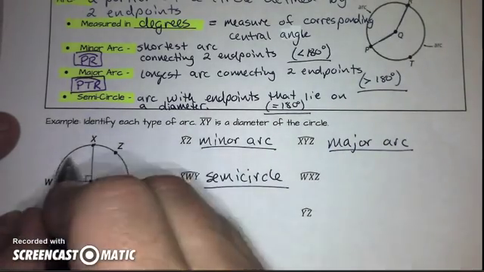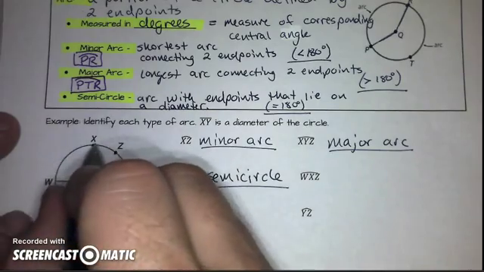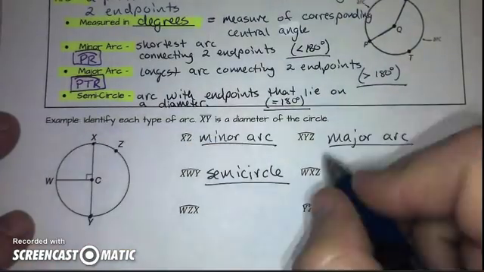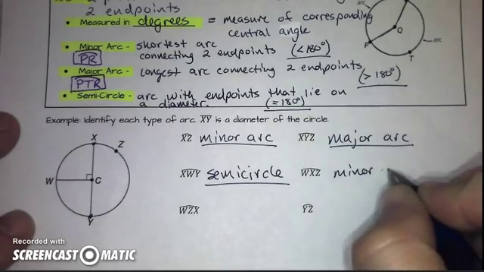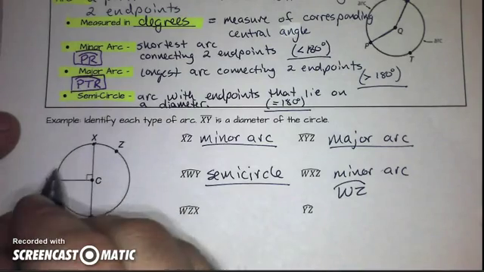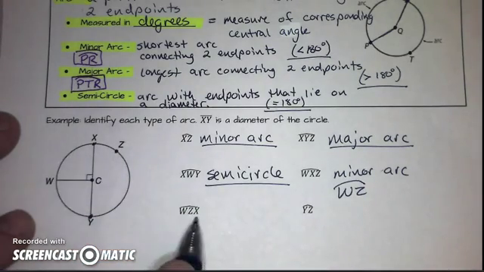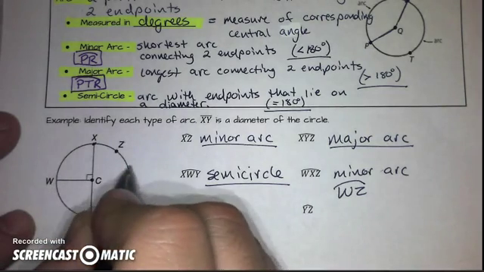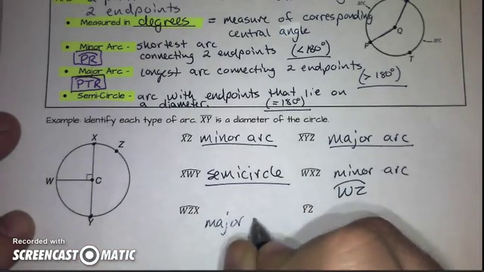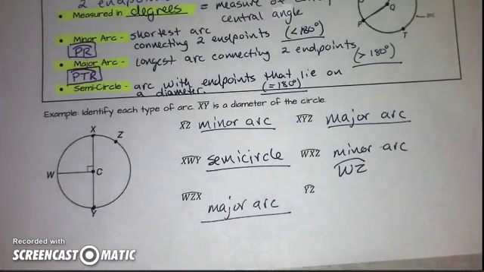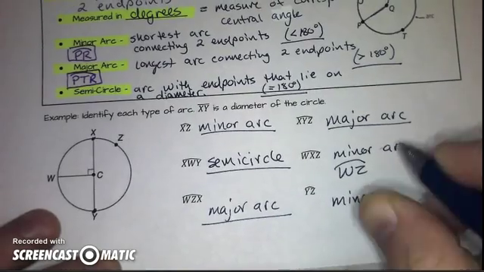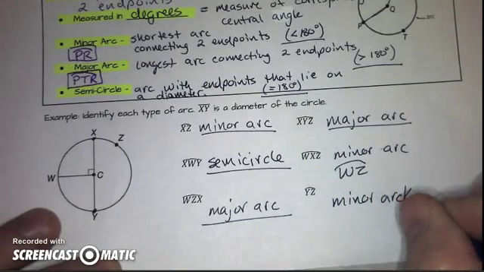Then WXZ. They do happen to use 3 letters here. I really don't like how this is written because it is less than 180 degrees. WXZ is still a minor arc. It's really just arc WZ. Then WZX goes all the way around through Z to X. So that is a major arc. And then lastly, YZ is less than 180 degrees, so that's a minor arc. Oops, sorry, arc with a C, not a K.